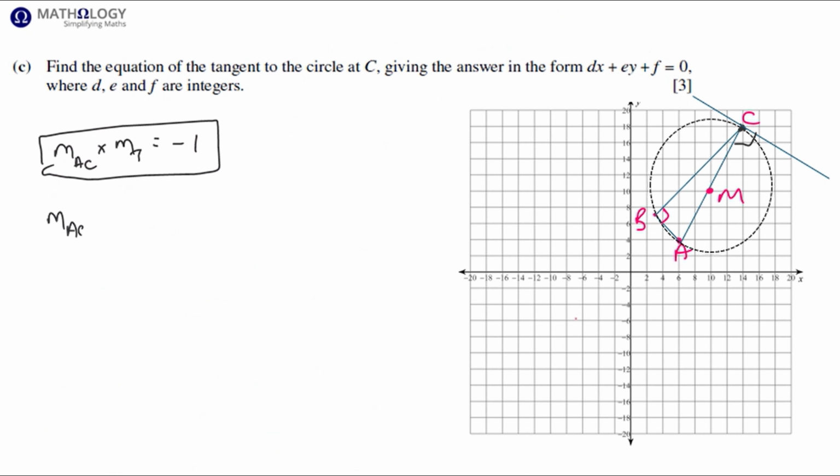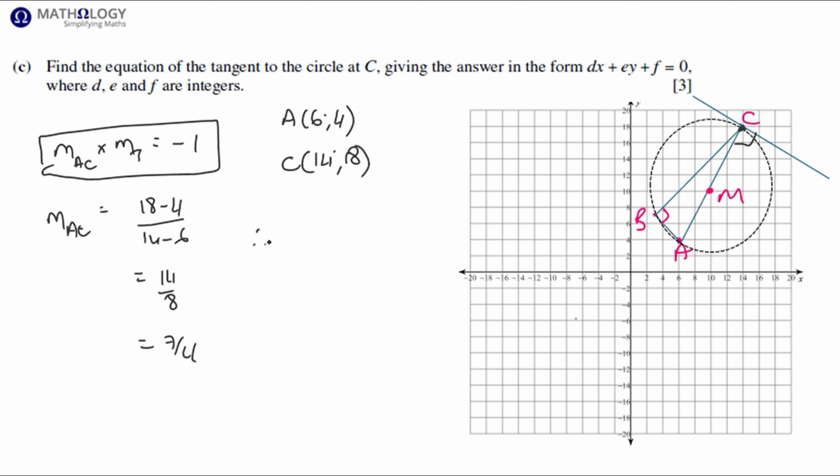So the gradient of AC equals, let's just write down the points here. A is (6, 4), C is (14, 18). So the gradient of AC will be (18 minus 4) over (14 minus 6). So that's 14 over 8, which, dividing by 2, is 7 over 4. Therefore, the gradient of the tangent will be the reciprocal with the opposite sign, so it'll be minus 4 over 7. Now C is the point (14, 18). So we've got the gradient and the point that lies on the line, so we can determine the equation of the tangent.